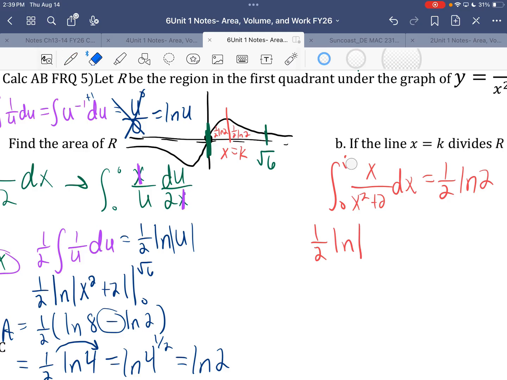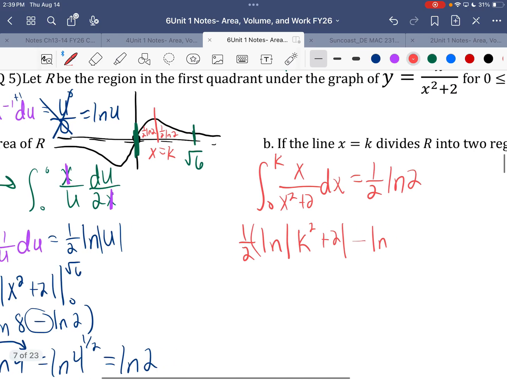Oops, sorry, 0 to k, not square root of 6. All right, I'm going to get rid of the half just because, why not?